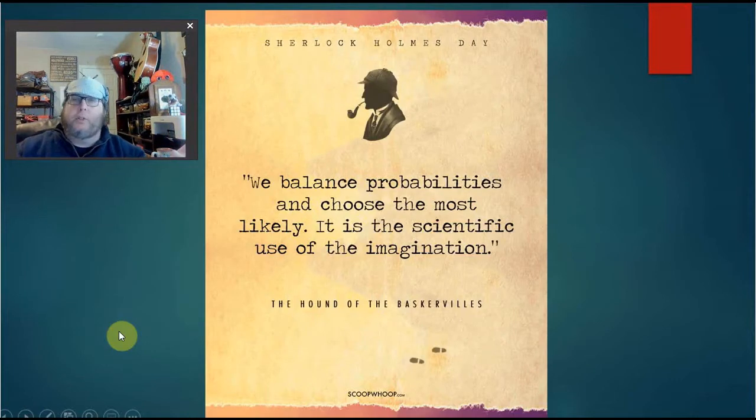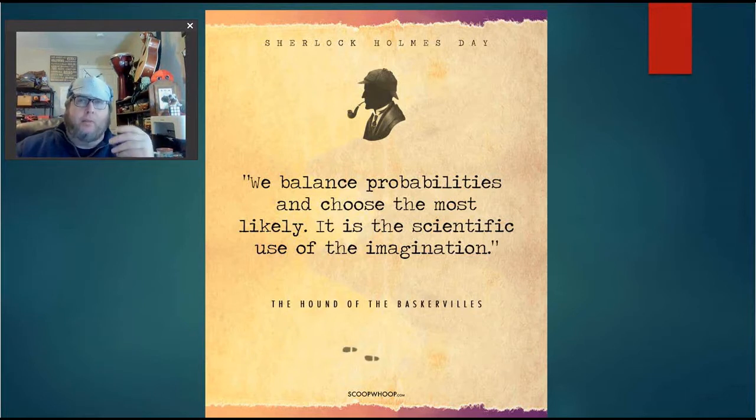I like this particular placard from the author of the Sherlock Holmes series. We balance the probabilities and choose the most likely. It is a scientific use of the imagination. Hound of the Baskervilles. And he's also credited for the more infamous saying, if we eliminate all the impossibilities, whatever is left, however improbable, must be the truth. And that is probably the best way I can put or explain what we do in archaeology.